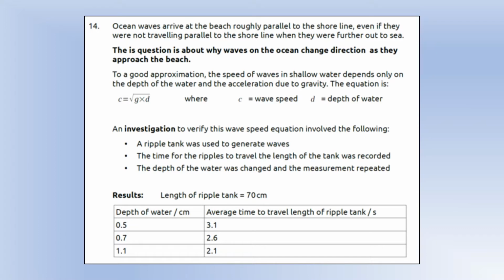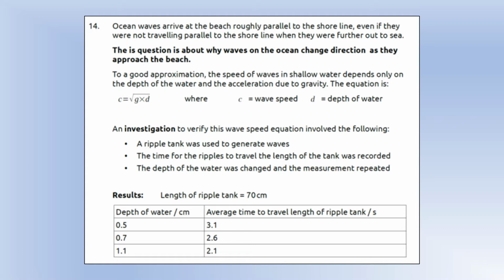Okay, so ocean waves arrive at the beach roughly parallel to the shoreline, even if they were not travelling parallel to the shoreline when they were further out to sea. So this is a question about why waves change direction as they approach the beach. So we've got an equation to calculate the speed at a given depth in water, c equals root gd.